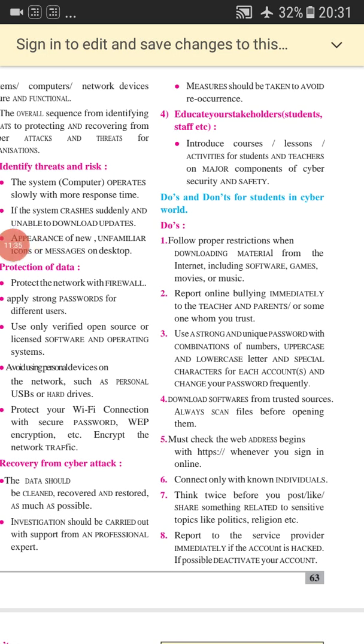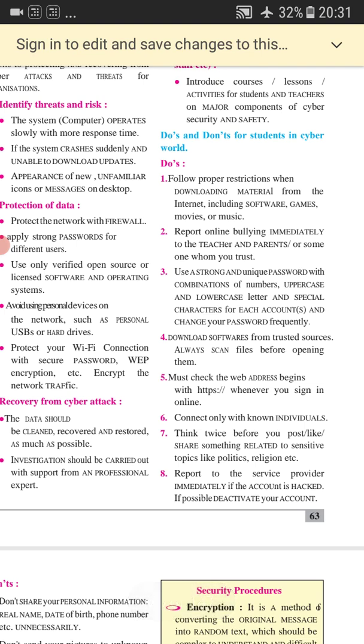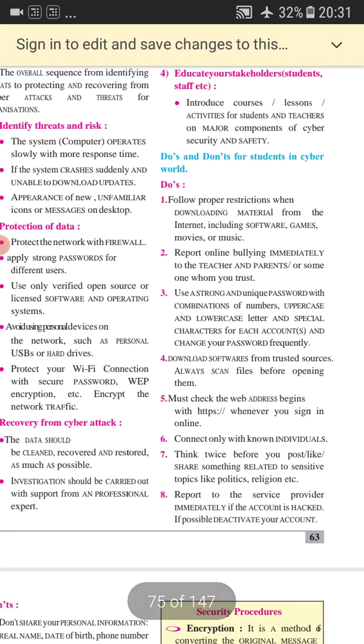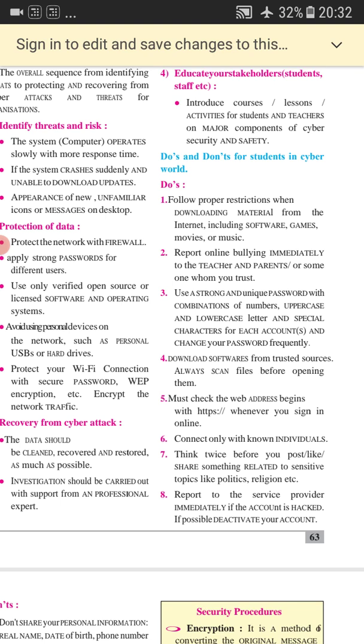Next is do's and don'ts for students in the cyber world. If you are a student and you are using the internet, what are the things that you have to perform and what are the things that you do not have to? Under the do's, first is follow proper restrictions when downloading material. Do not download anything from the internet, because some sites introduce viruses by this mechanism. So always try to download data from valid sites.